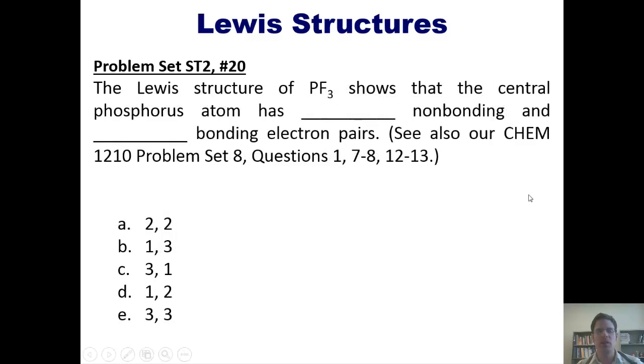Here's another. The Lewis structure of phosphorus trifluoride shows that the central phosphorus atom has blank non-bonding and blank bonding electron pairs. Please keep in mind that non-bonding is the same thing as saying lone pairs, and the number of bonding pairs is the number of lines connecting that central phosphorus atom to the fluorines around it. Now, I'm not going to do this for you, but we'll invite you once again to do it on your own.